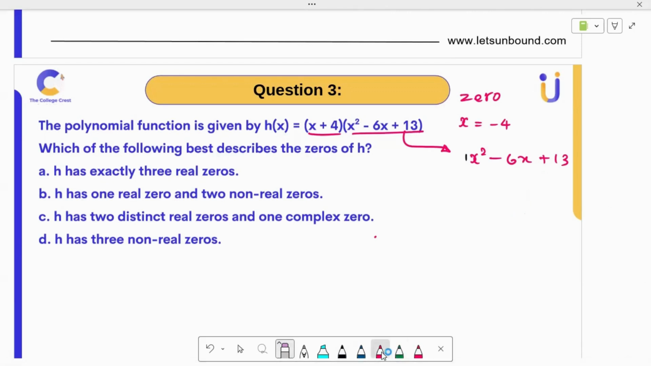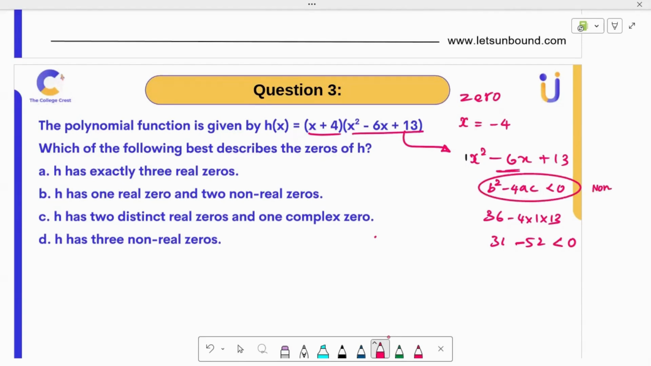So immediately you have to do one thing. I hope everyone remembers your algebra 1 formula, the quadratic formula, b square minus 4ac. If it's less than 0, you can't factorize; it won't be a real number. So let's see here. b is the x coefficient. Minus 6 square is 36. Minus 4 into a, which is 1, into c, which is 13: 52. 36 minus 52. Of course, 52 is bigger, it has a minus, right? So it will be negative. Which means if your b square minus 4ac is less than 0, there are non-real solutions. That non-real is actually complex.